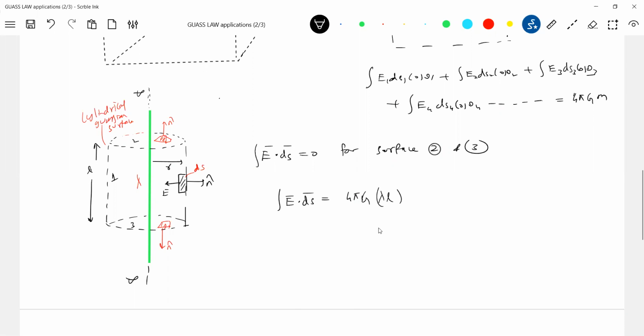E is constant at all points on the cylindrical surface. But sir, what about surfaces 2 and 3? It is 0 anyway. So finally the formula comes out like this. Now, what is the surface area of a cylinder? The curved surface area, due to surface 1, is what we are finding. The curved surface area is 2 pi RL.